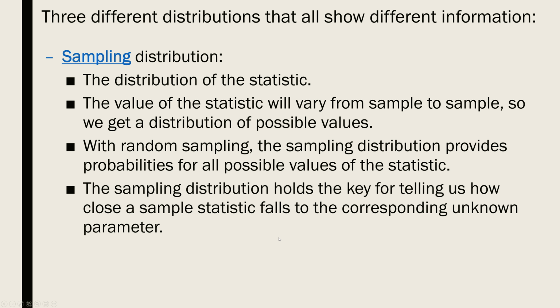The last concept is sampling distribution. It is the distribution of the statistic. The value of the statistic will vary from sample to sample, so we get a distribution of all possible values. With random sampling, the sampling distribution provides probabilities of all possible values of a statistic. The sampling distribution holds the key for telling us how close a sample statistic falls to the corresponding unknown parameter.